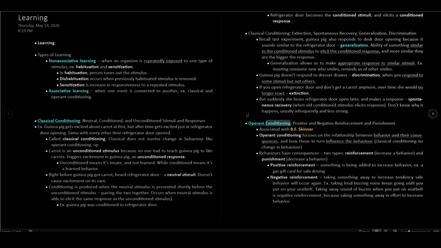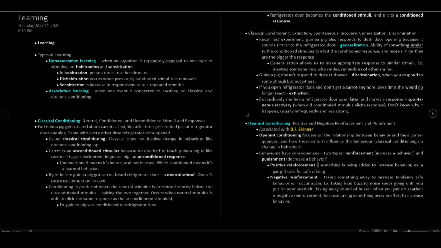Operant conditioning: positive and negative reinforcement and punishment. Associated with B.F. Skinner. Operant conditioning focuses on the relationship between behavior and its consequences, and how those in turn influence the behavior. Classical conditioning involves no change in behavior. Behaviors have consequences, of two types: reinforcement, which increases a behavior, and punishment, which decreases a behavior.